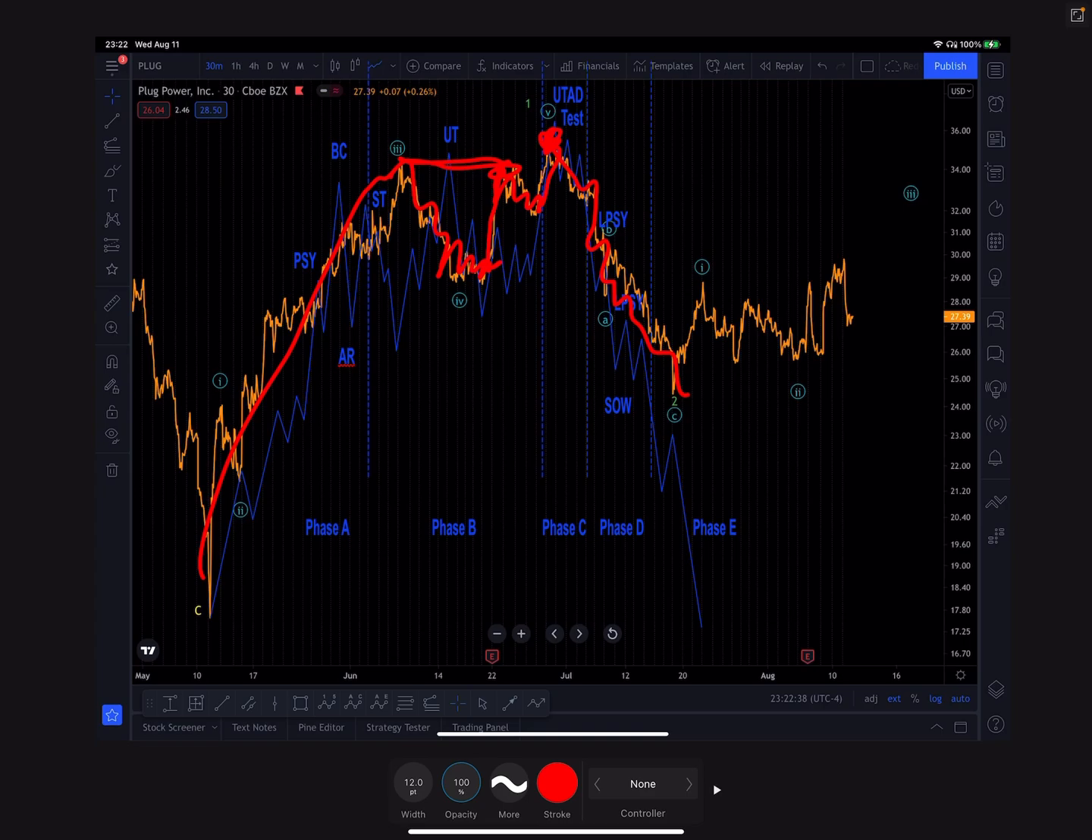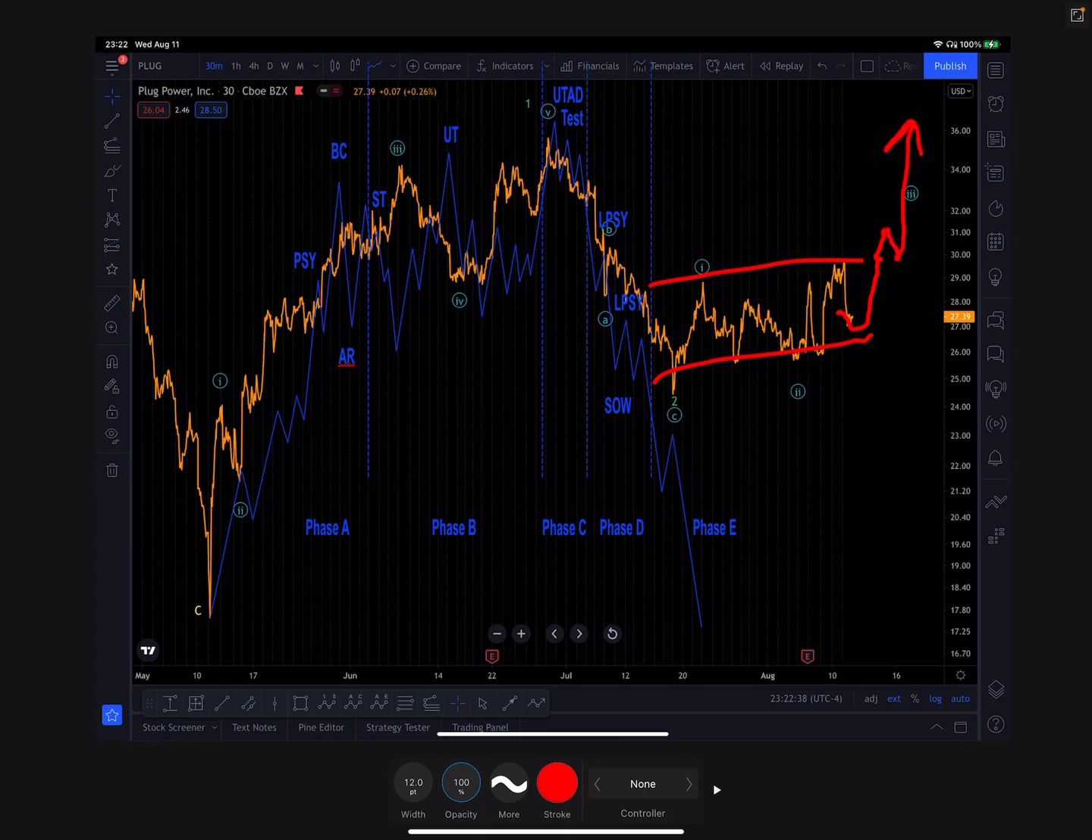And now we are consolidating in this area here. In theory, it's going to consolidate in this range. And then eventually, this price action is going to break up here, probably retest, and then boom, go higher.